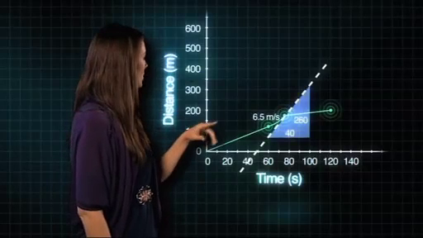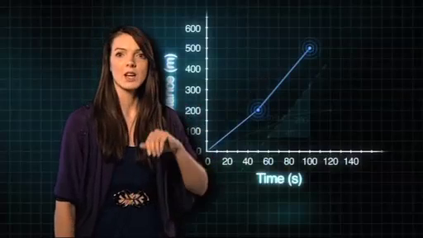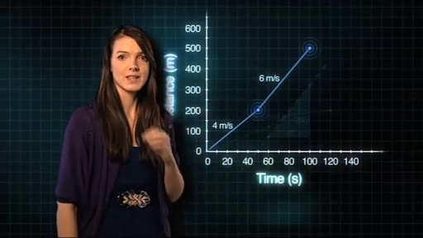Now let's see if Phil was ever going faster than that. Oh, well, his fastest speed was 6 metres per second. Incredibly, Dave was actually right for a change. Amazing.